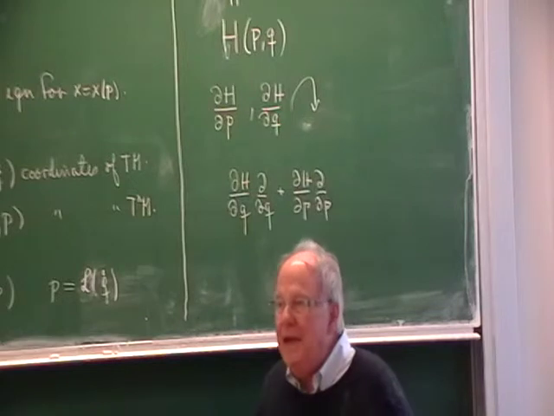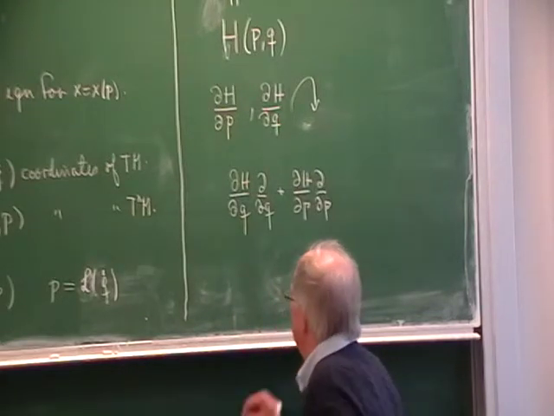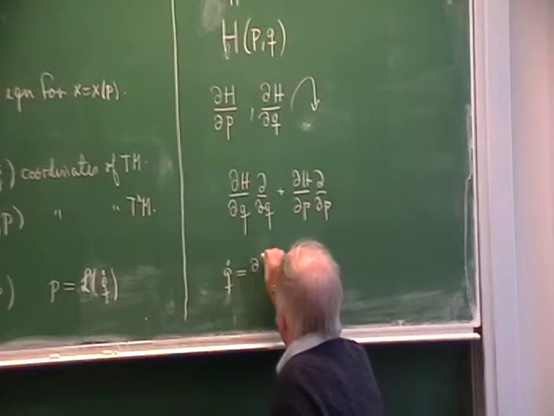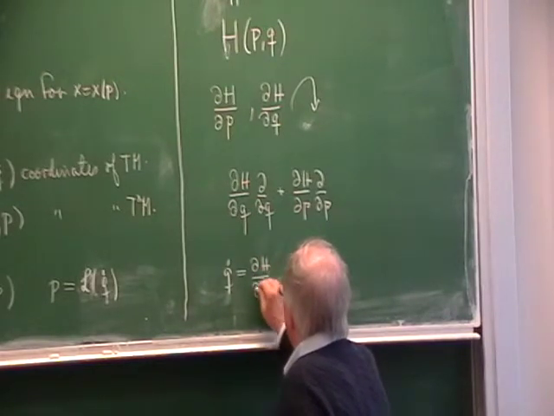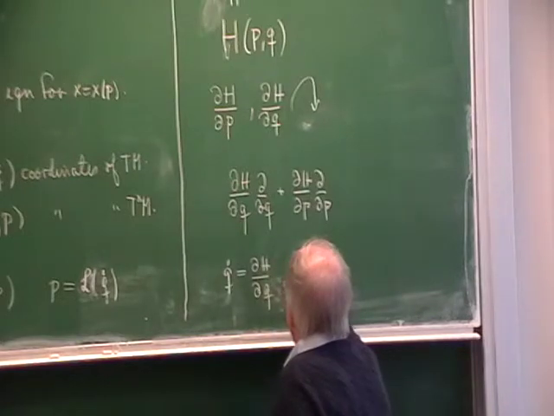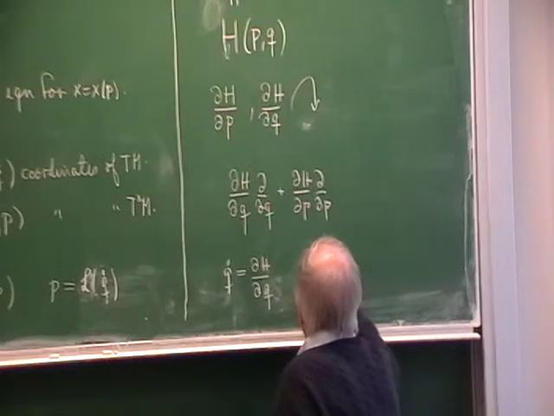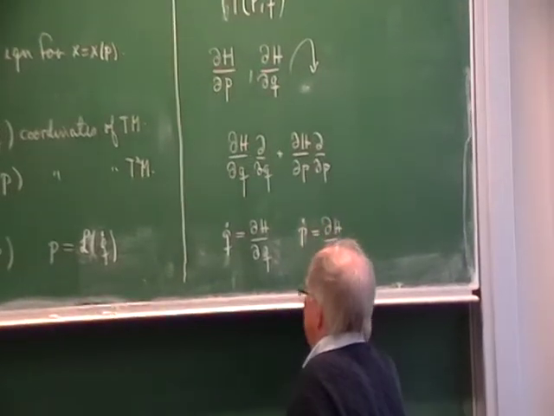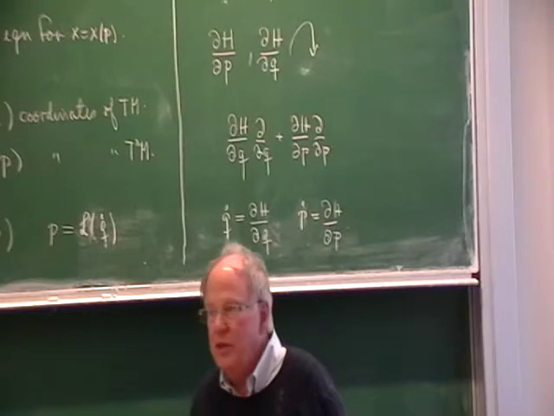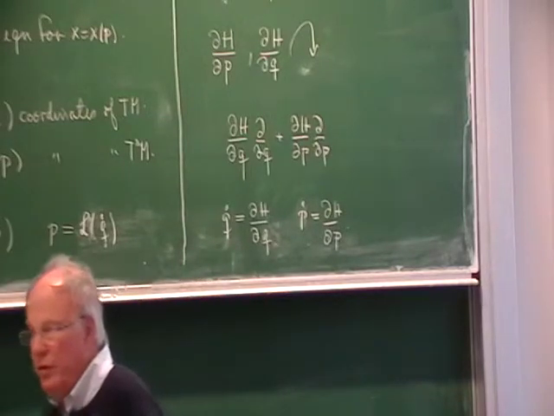The ODE of this vector field is Q point equals dH dQ, and P point equals dH dP. That is the ordinary differential equation of the vector field.